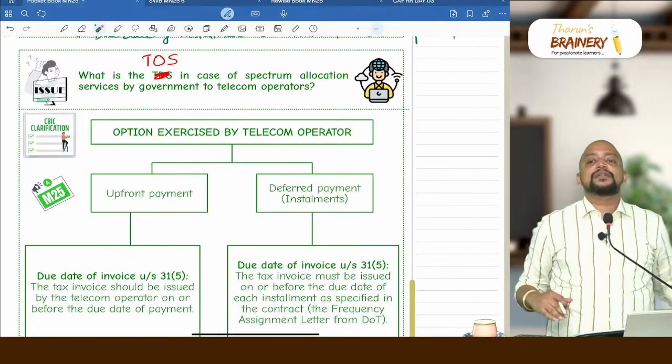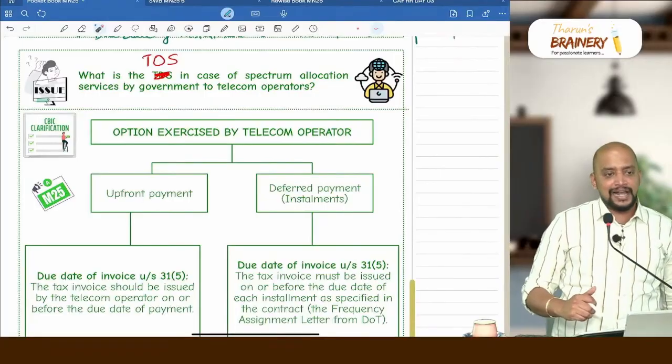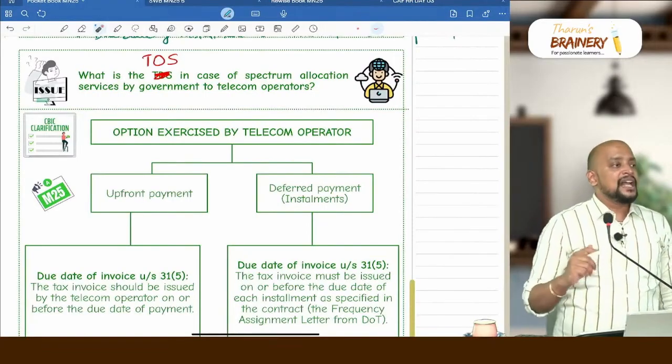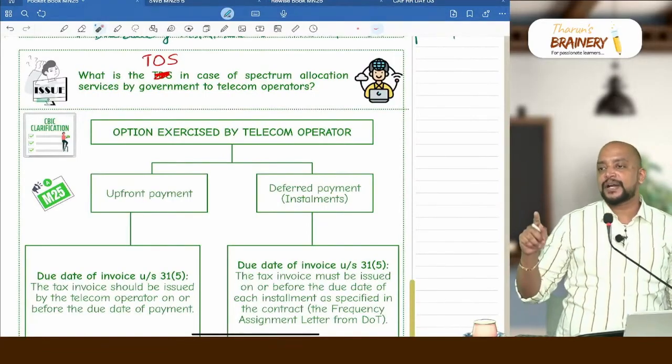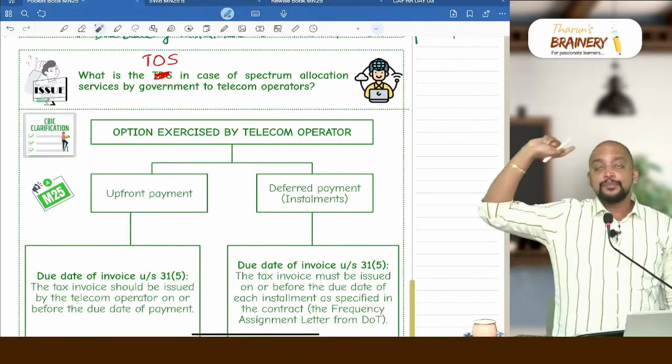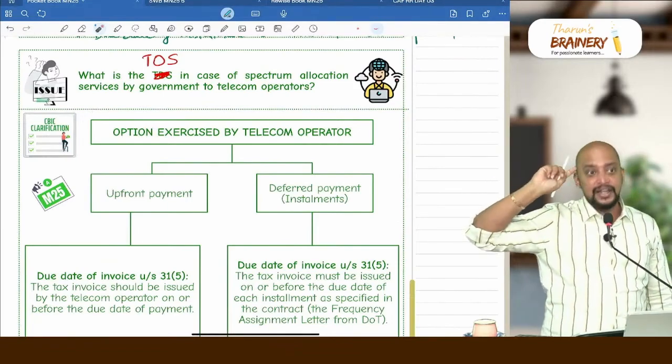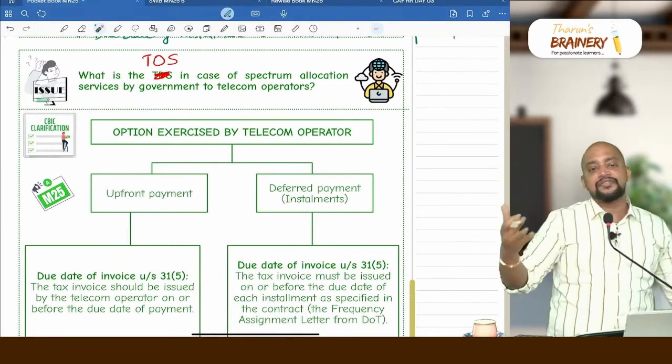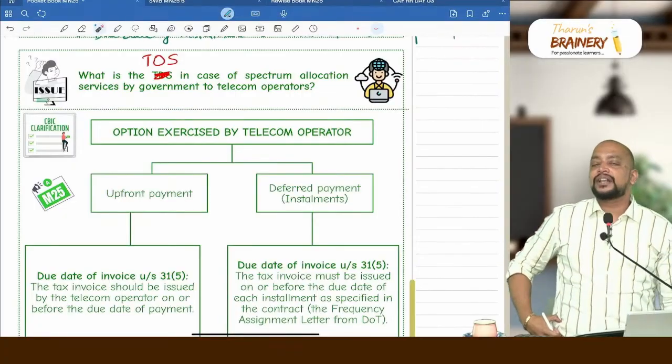But now if the spectrum is allocated, definitely it will be taxable, because we have one exemption. Assignment of right to use telecom spectrum by government to business entities before 1/4/2016 is exempted. But if it is after 1/4/2016, definitely it will be taxable. How to determine the time of supply?